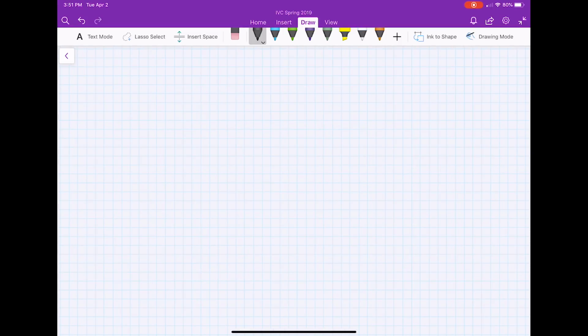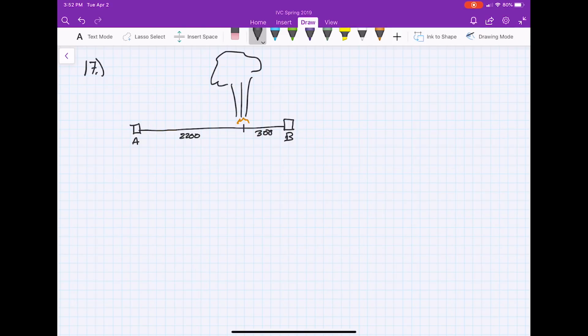All right, so now on to 17. 2 recording devices are set 2,200 feet apart with the device at point A to the west of the device at point B. All right, sketch that. At a point on the line between the devices 300 feet from point B, a small amount of explosive is detonated. A little smoke stream here.